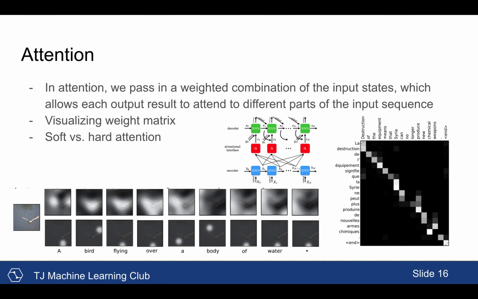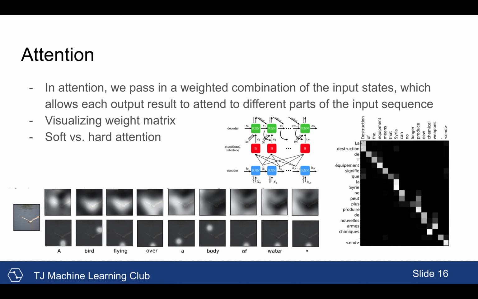So from the past slide, we've learned that seq-to-seq is incredibly useful just with the translation example alone. However, we do have to entirely rely on the last token of the encoder to contain all of the information for the entire output sequence. Every part of the input sequence should play a different role for each part of the output sequence. Looking at the attention RNN here, we pass in a weighted combination of the input states into each RNN cell, which allows each output result to attend to different parts of the input sequence. This concept is known as attention.